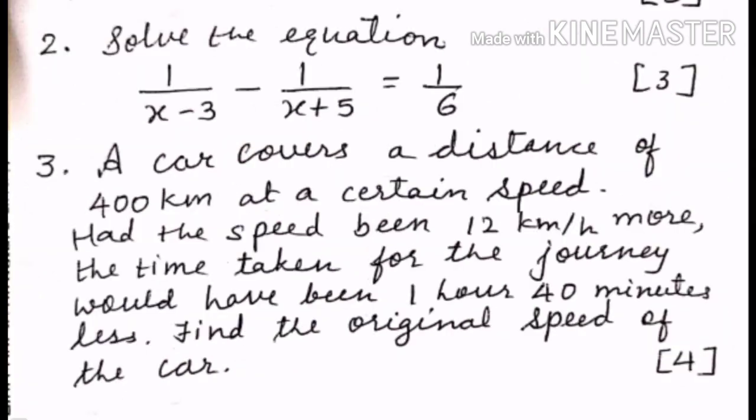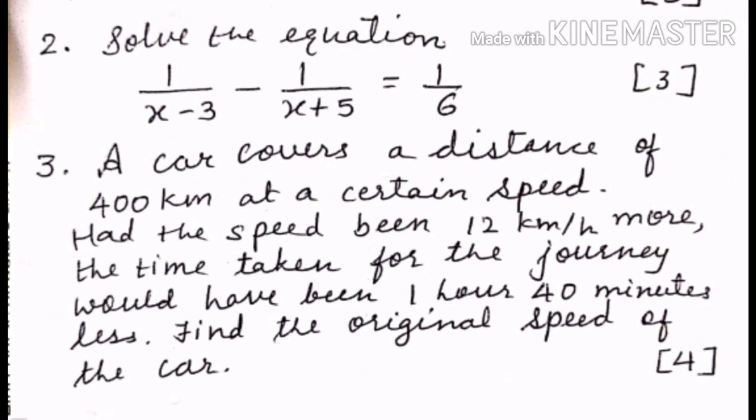Number 2 is solve the equation. This is a quadratic equation in which you have to take LCM all over, like x minus 3 in the denominator. So you will multiply it by 6, x plus 5. Then x plus 5, then you will multiply it by 6, x minus 3. And on the right hand side 6. So you will multiply it by x minus 3, x plus 5. First of all you will take the LCM and then simplify, and you will get the standard equation form, and then you factorize it and you will get your x values. This is the solve-the-equation, quadratic equation type of question.